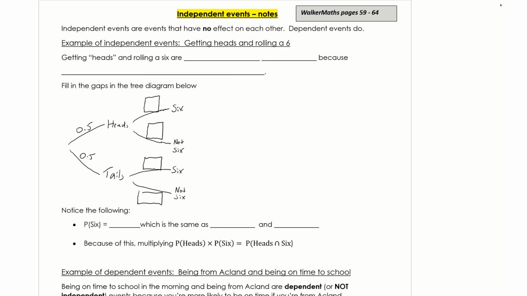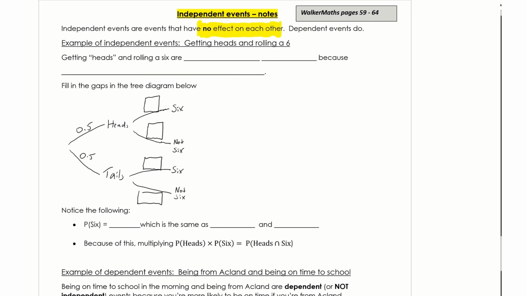Kia ora. So we're going to look at how to tell whether two events are statistically independent. And that's a question they can often ask in your exam for probability concepts. So what are independent events? They're events that have no effect on each other.